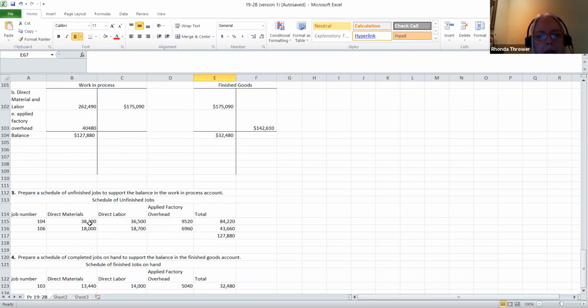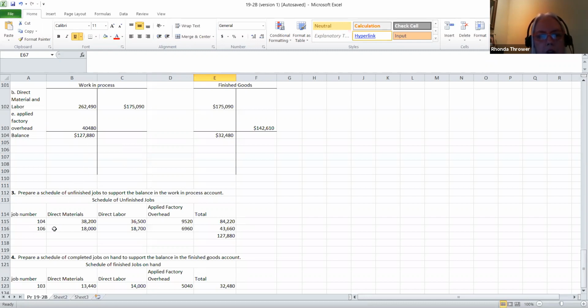And we're going to combine our materials, our labor, and our applied factory overhead together to get the total cost of job number 104, which is still in work in process. This 8420 is a part of this 127,880 total amount work in process.